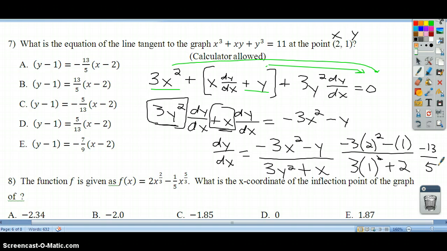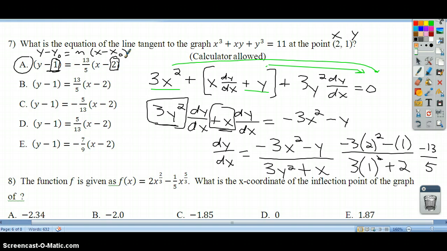So our slope is negative 13/5, and the only one that even remotely resembles that is a. So since a is the only one that has that slope, that's got to be the one. And we double check. There's our y value right here, and here's our x value. Remember, point slope form, the slope.